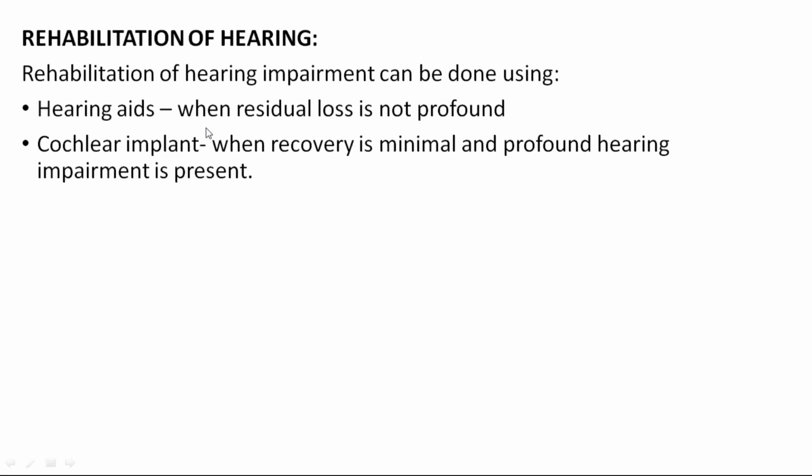Rehabilitation of hearing impairment can be done using hearing aids when residual loss is not profound, or cochlear implant when recovery is minimal and profound hearing impairment is present. But cochlear implant is quite costly, around 12 lakhs, which very few people can afford. So try to intervene as early as possible so that you do not have to implant every other person.